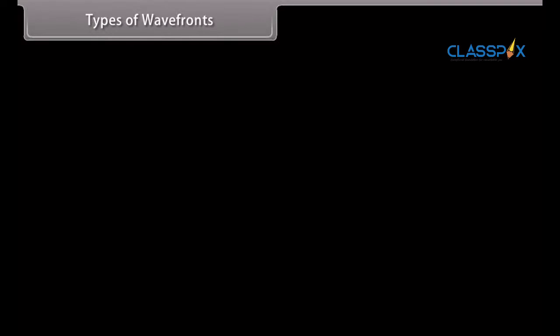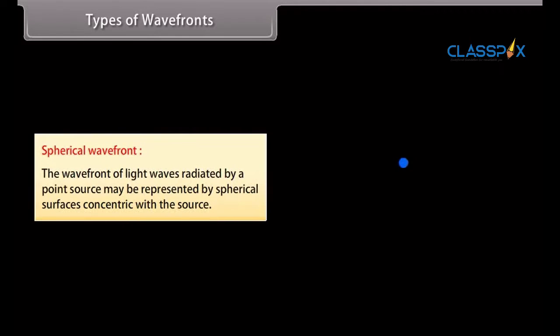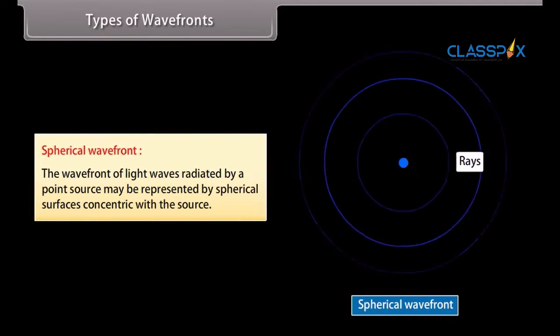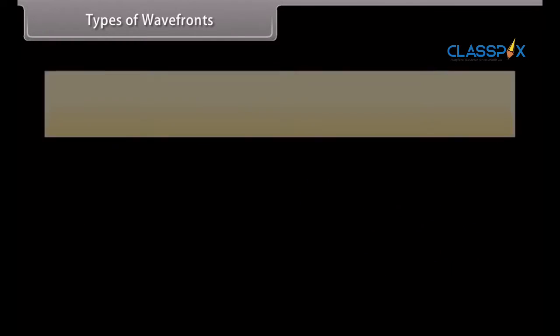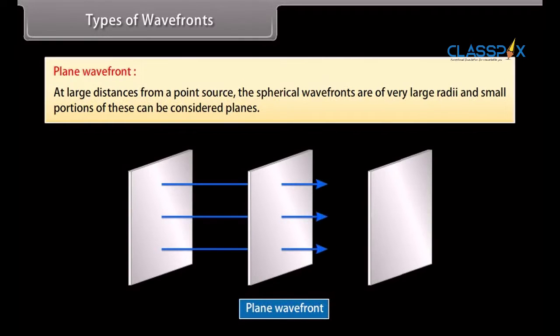Types of wave fronts. There are different types of wave fronts which are given as spherical wave front. The wave front of light waves radiated by a point source may be represented by spherical surfaces concentric with the source. Plane wave front. At large distances from a point source, the spherical wave fronts are of very large radii and small portions of these can be considered planes.